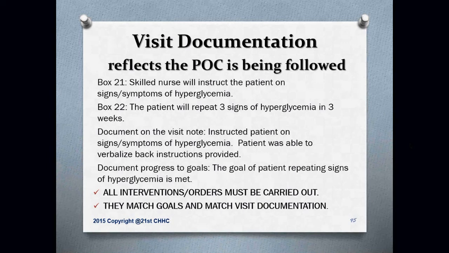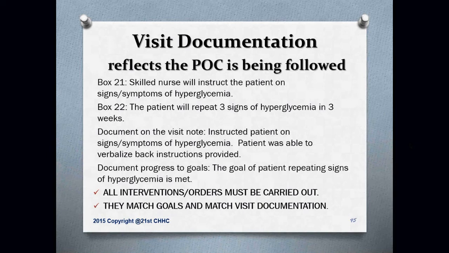So in the note, to support that, there might be something documented that the patient was instructed on the signs and symptoms of hyperglycemia, and you can list what those are, or you can put that you provided them with a handout or instruction sheet, and then we also want to put that the patient was able to verbalize back the instructions provided. So also on that note, we would put the progress toward the goals, and that progress would be that the patient was able to repeat the signs of hyperglycemia.